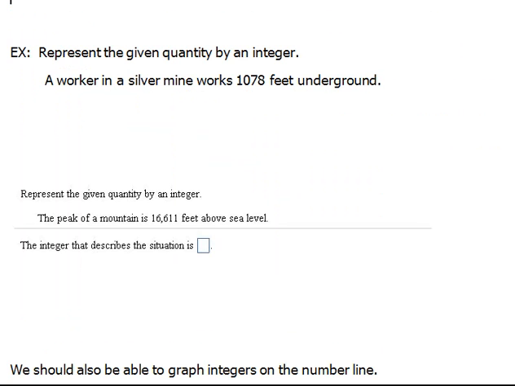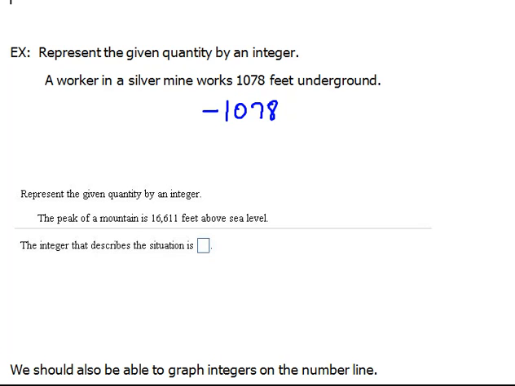Now, let's go ahead and do a couple of examples here. This says represent the given quantity by an integer. So we're going to just write this as an integer. A worker in a silver mine works 1,078 feet underground. Well, we know that the number itself is 1,078. But because he's working underground, that's like a below zero. So we would represent that with our negative symbol. So that would be minus or negative 1,078.